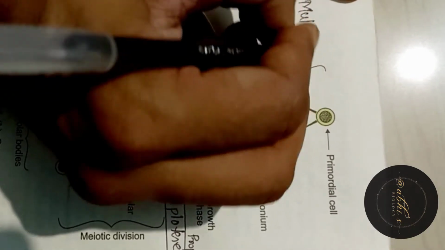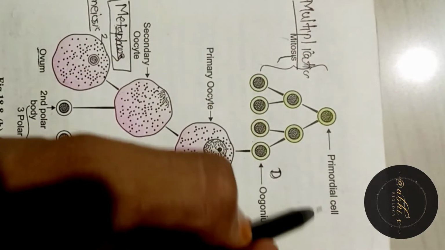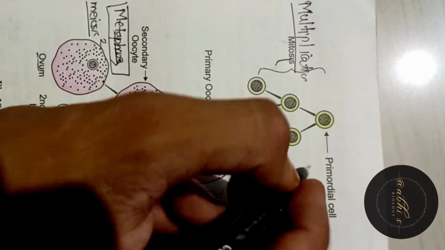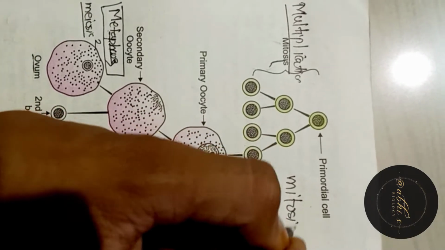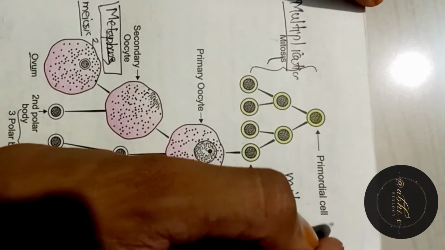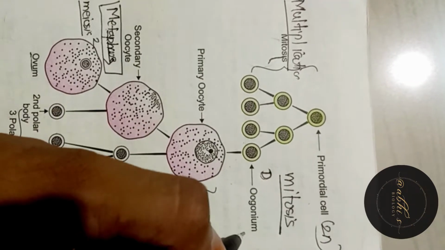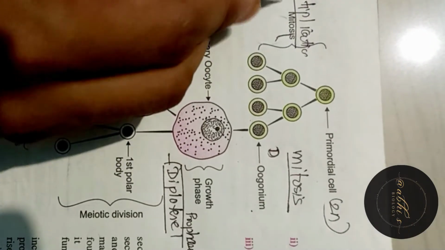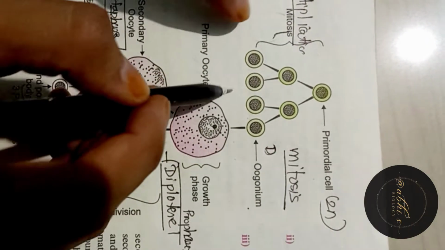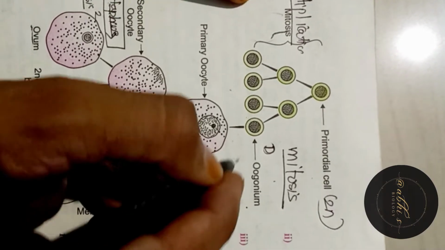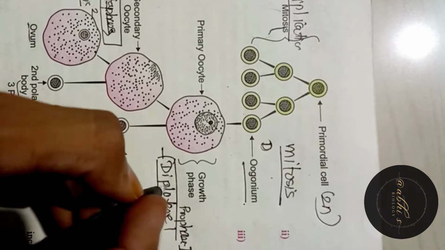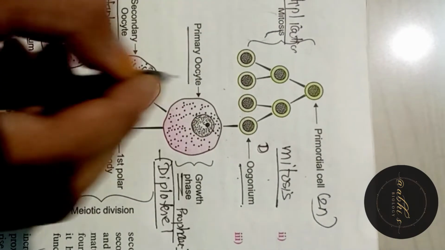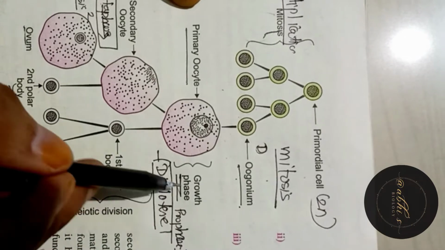In multiplication, that is the first phase, primordial cells are converted to the oogonium. Here it undergoes the process of mitosis to divide and redivide. The primordial cell is diploid in nature, so oogonium is formed, just as spermatogonium is formed in spermatogenesis. Now the second step, that is the growth phase, in which the oogonium gets converted to the primary oocyte.